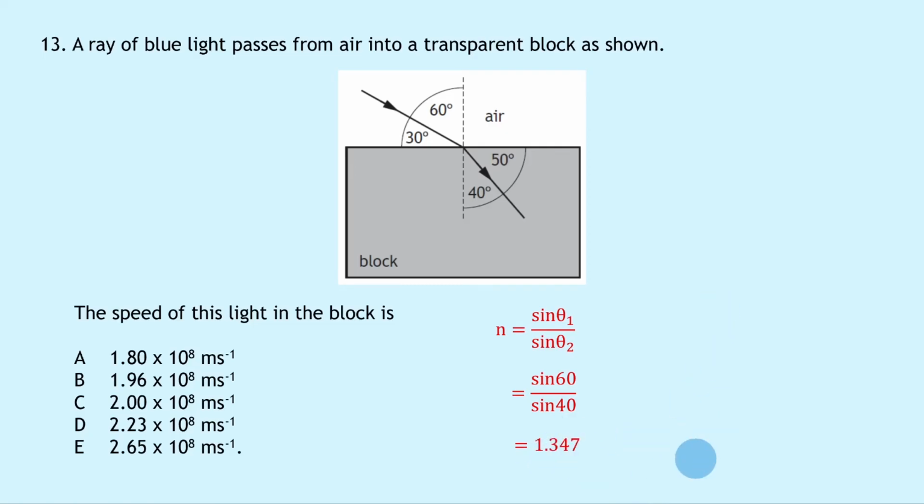And now we can use our equation for refractive index in terms of the ratio of speeds. So we have n equals v1 over v2, where v1 is the speed of light in air and v2 is the speed of light in the block, which is what we're being asked to find. So let's sub in our numbers. So we have 1.347 equals 3 times 10 to the 8, which is the speed of light in air from the datasheet, divided by v2. And if we rearrange for v2, we get 3 times 10 to the 8 over this number here, which gives us v2 equals 2.23 times 10 to the 8 meters per second, which is the answer D.